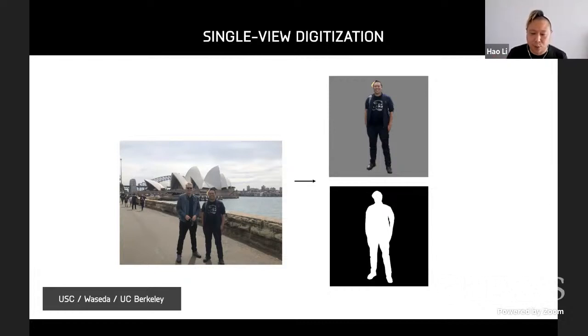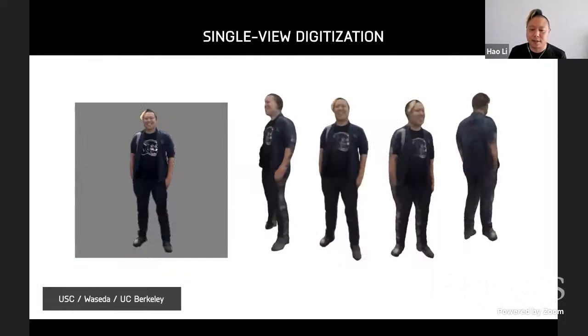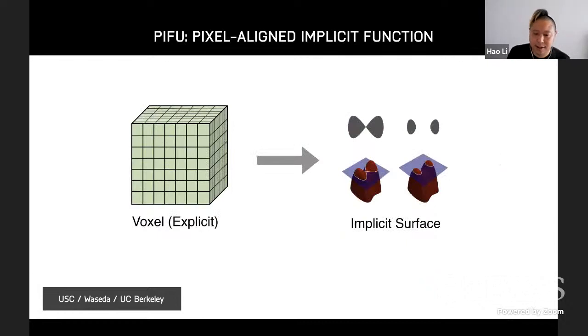A couple of years ago, we started working in collaboration with UC Berkeley and Waseda University on how we can digitize an entire 3D person from a single photo. We introduced this method called PIFu, which stands for pixel-aligned implicit functions. It's a representation that allows us to digitize an entire 3D human with clothing and texture from a single photo, right? So you take a photo, segment the background out, and then use a deep neural network that has the ability to generate a 3D model.